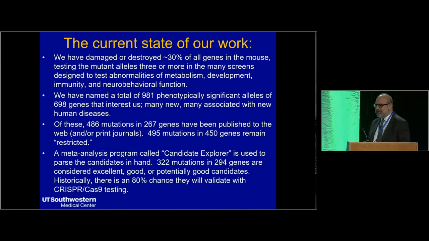To help us in deciding what's true and what's not, given the number of mutations we've experienced with, we developed a meta-analysis program called Candidate Explorer, and it's able to predict whether things are excellent, good, or potentially good candidates. The sum of all those categories means that there's an 80% chance that they'll verify with CRISPR-Cas9 testing. That's a lot better than I can do, I have to say, because humans like me have a tendency to try to hope that things are true even if they're really not, and to put things into the CRISPR pipeline, which tends to clog it up.